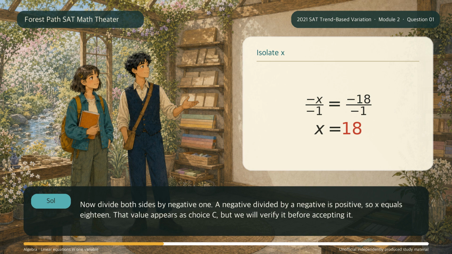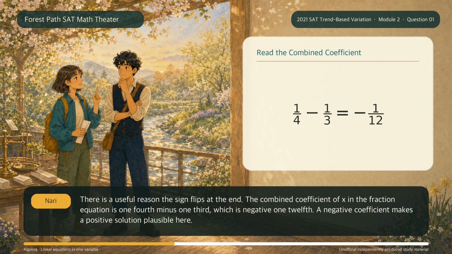Now divide both sides by negative 1. A negative divided by a negative is positive, so x equals 18. That value appears as choice C, but we will verify it before accepting it. There is a useful reason the sign flips at the end. The combined coefficient of x in the fraction equation is 1/4 minus 1/3, which is negative 1/12. A negative coefficient makes a positive solution plausible here.